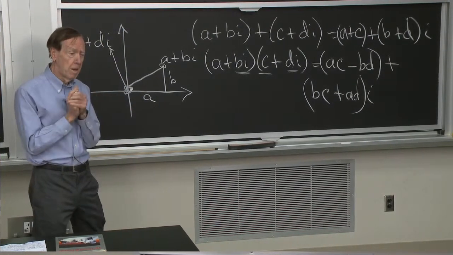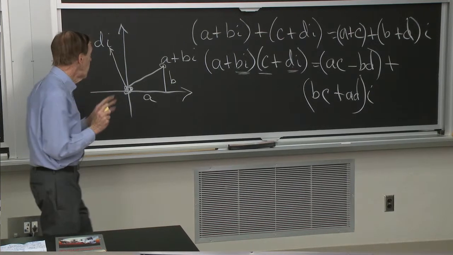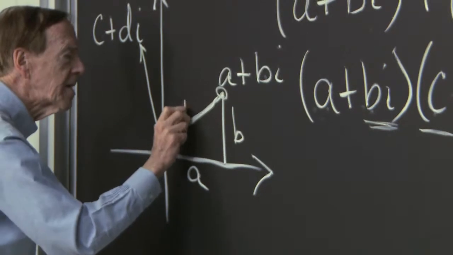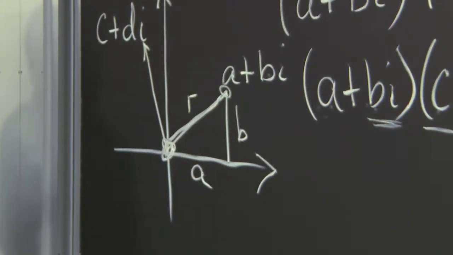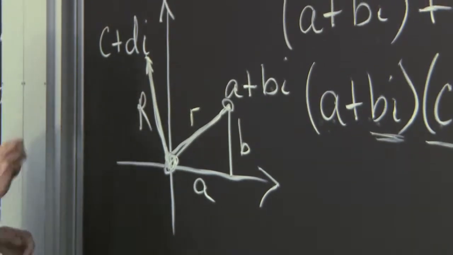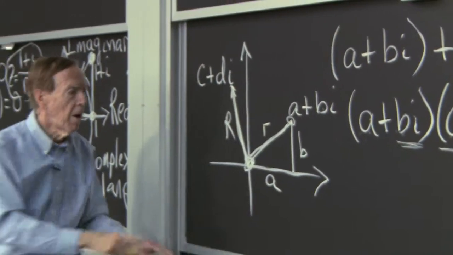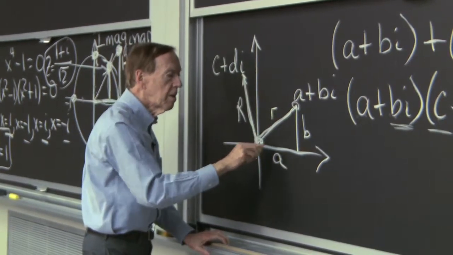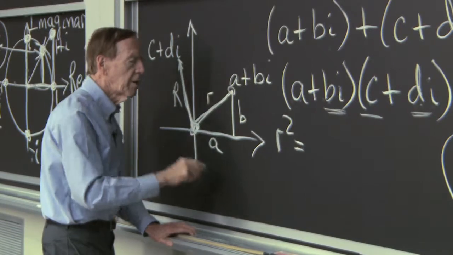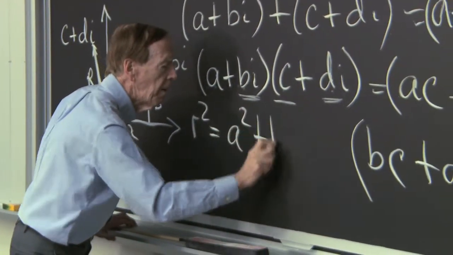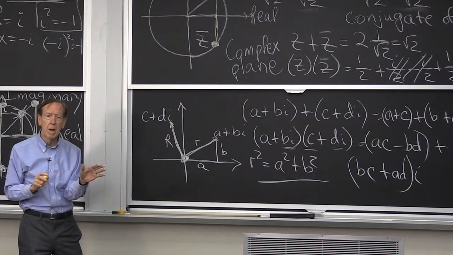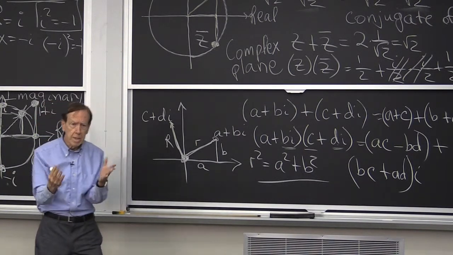So the point is, to do multiplication, I want to get these distances involved. That distance I'll call r. This distance I'll call capital R. You see what r is. R squared, well, Pythagoras is a key here. R squared is a squared plus b squared. Let me tell you what's going to happen in multiplication and then show it to you in the next segment.